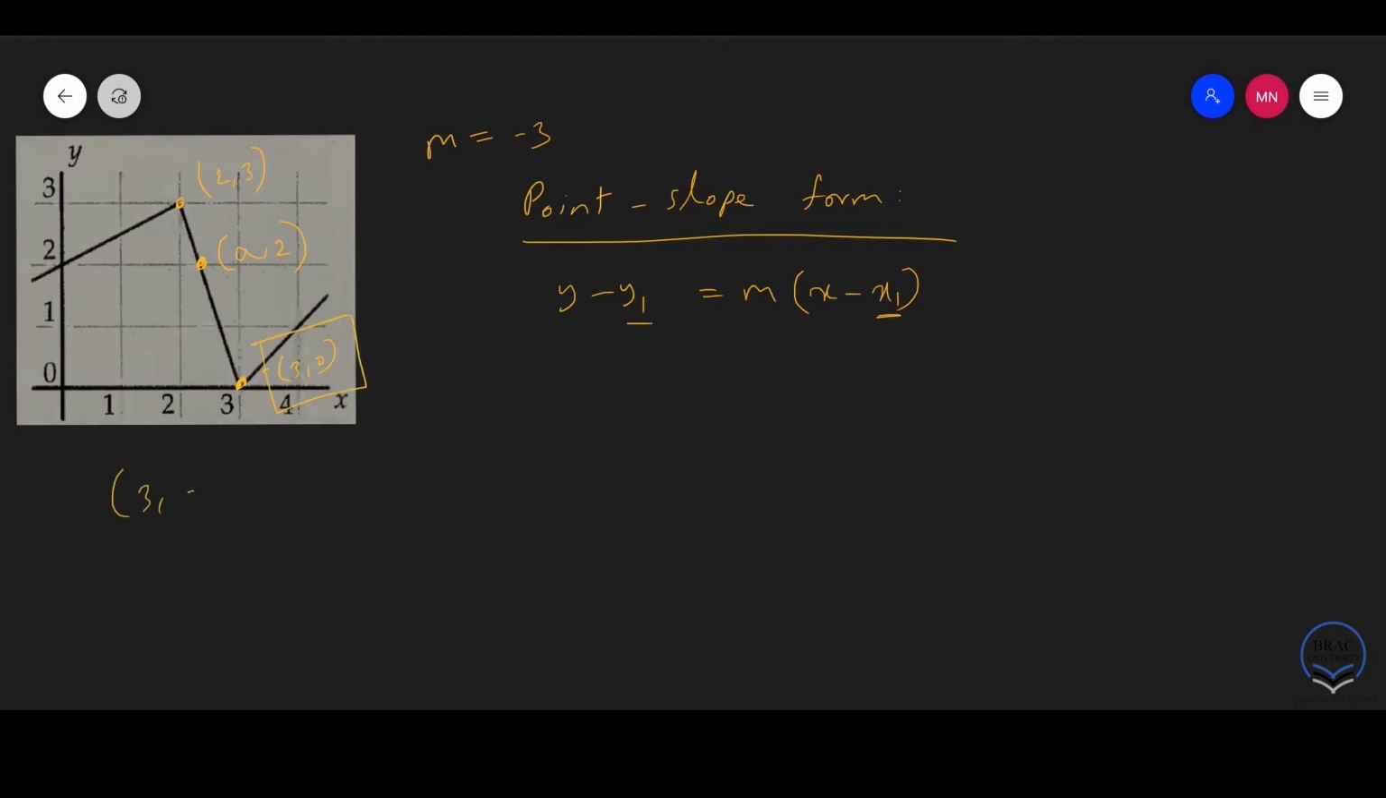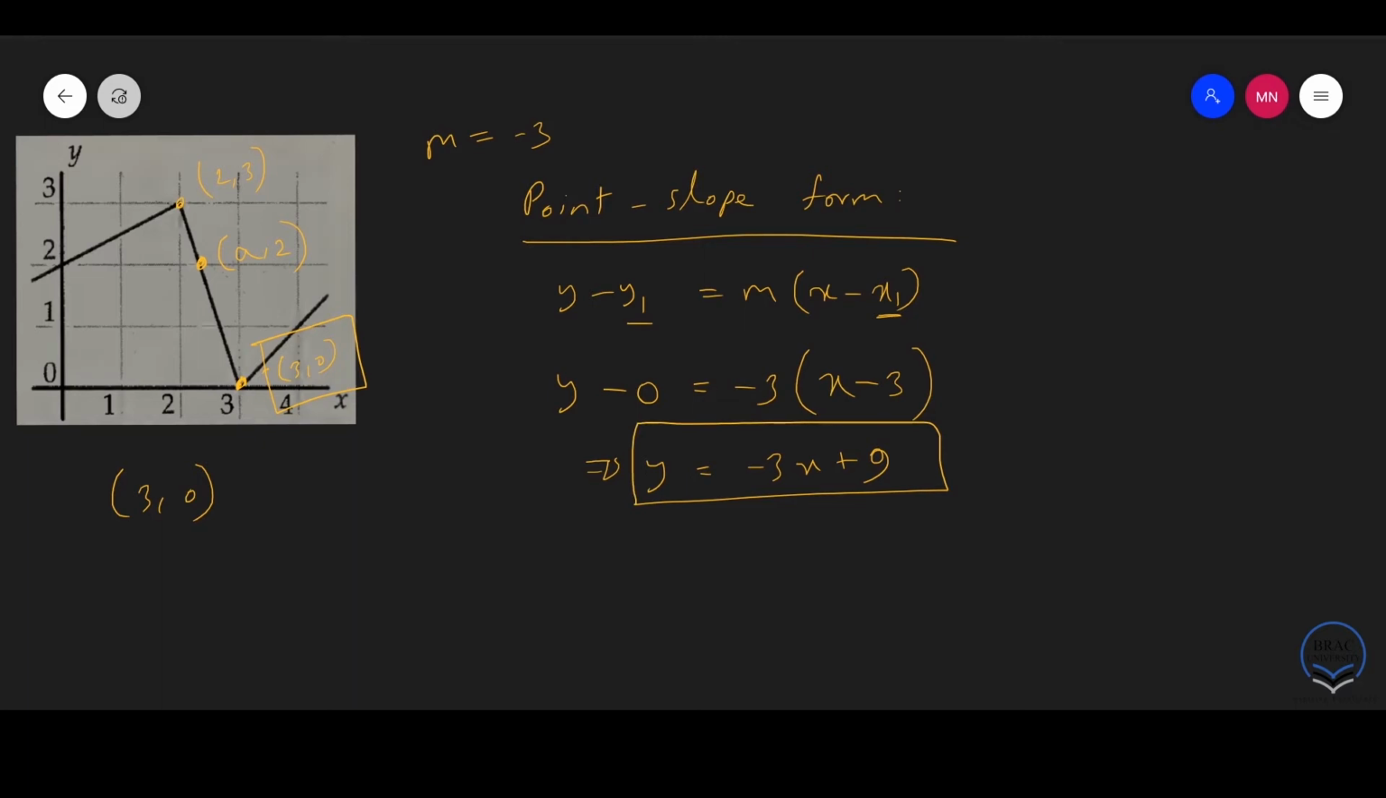So let's consider this point. We have y minus 0 is equal to m, which is minus 3, times x minus x1, and we know x1 is 3. So this gives us y is equal to minus 3x plus 9. So this is the equation of our straight line.